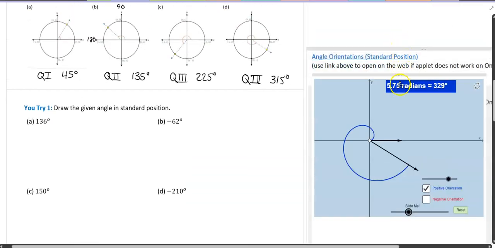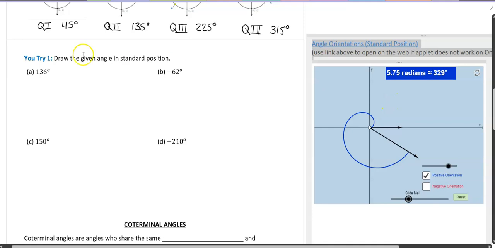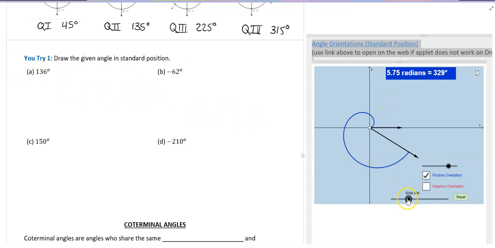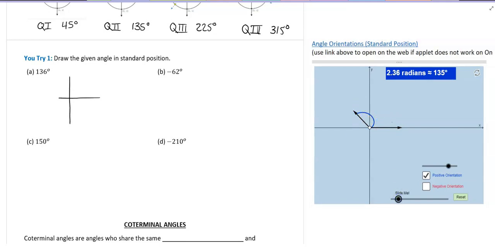On these next examples, I'll do the first two. This is draw the given angle in standard position. So the first one's 136 degrees. If I go ahead, I'm going to create something that looks to be about 136. Let's see, I got 135 right there. Close enough. So let's go ahead and draw a sketch of that. So there it is. Let's do my angle in red here. Okay, just like that. And then the angle moves like this. So that's going to be 136 degrees.